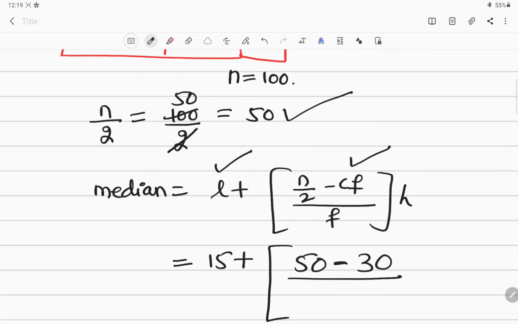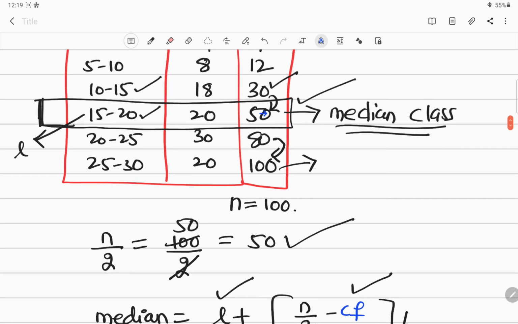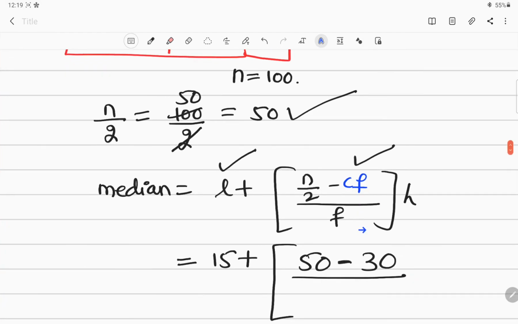Once again I'm repeating, Cf means the cumulative frequency of the class before the median class. Where is the median class? This one is the median class, right? Before this, which class comes? This one comes. Now, what is its cumulative frequency? 30. So that's why 30.